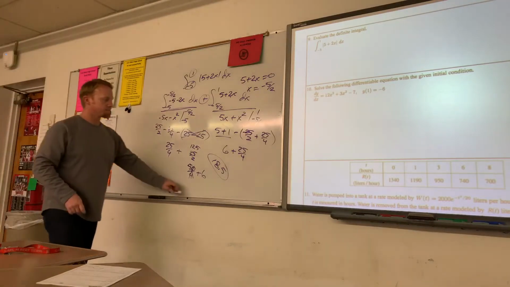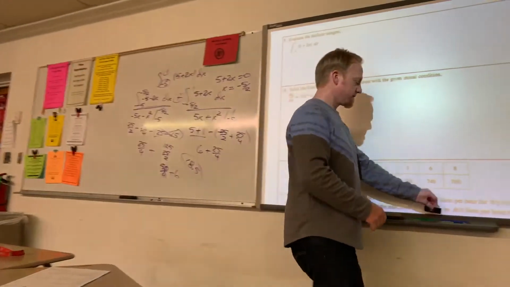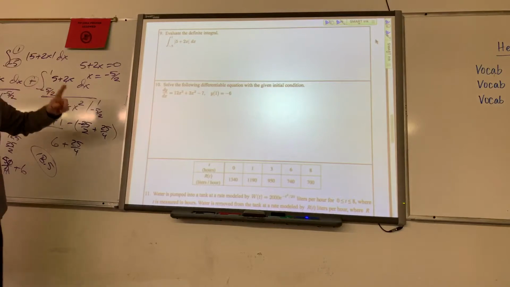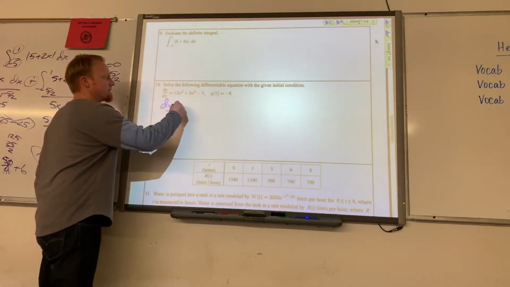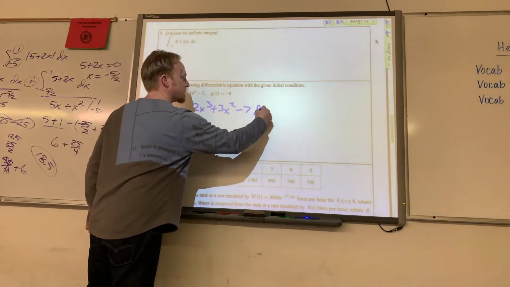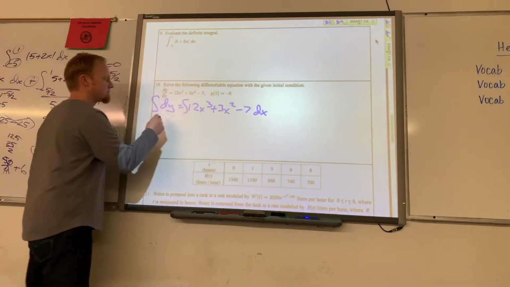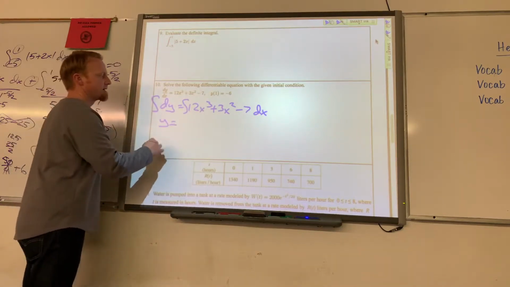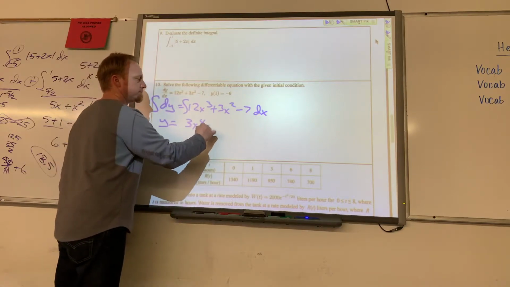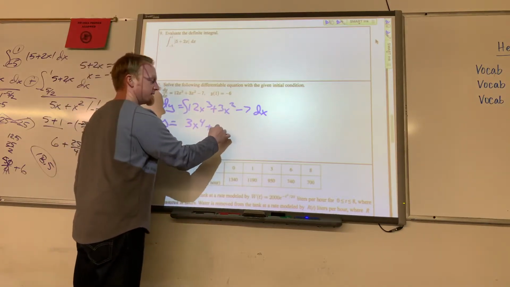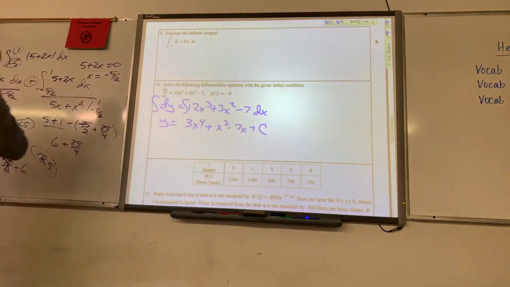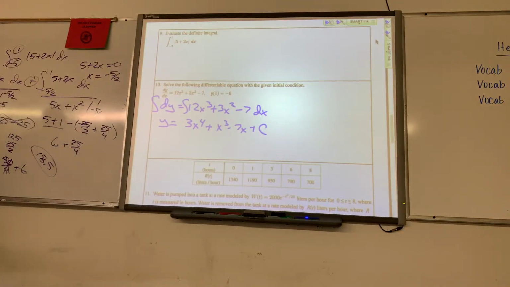So there's that problem. All right, let's come back over here. Solve the differential equation. So separate. Integrate. So I integrate 1 over here, I get y. Changes to 4, divide by 4 gives me 3. Changes to 3, divide by 3 just gives me x cubed minus 7x. Don't forget your constant.